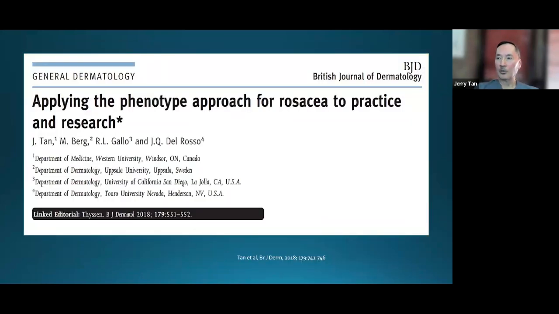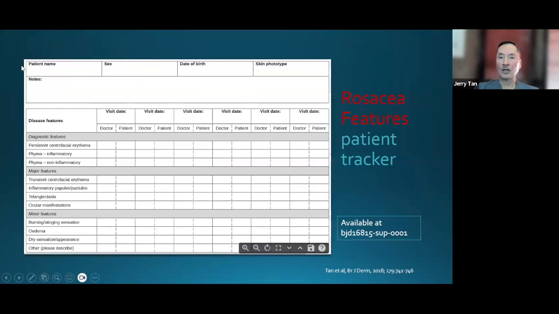How do we apply the phenotype approach for rosacea practice and research? Well, we generated what is called a patient tracker so that at the visits, the doctor evaluates the features that are present on the patient, and the patient indicates the level of impact or how much they're bothered by it, so that we can then move forward with targeting the condition and the specific features that truly bother the patient the most. And then subsequent visits longitudinally allow understanding of how it's improving over time and whether there are new features developing as well.